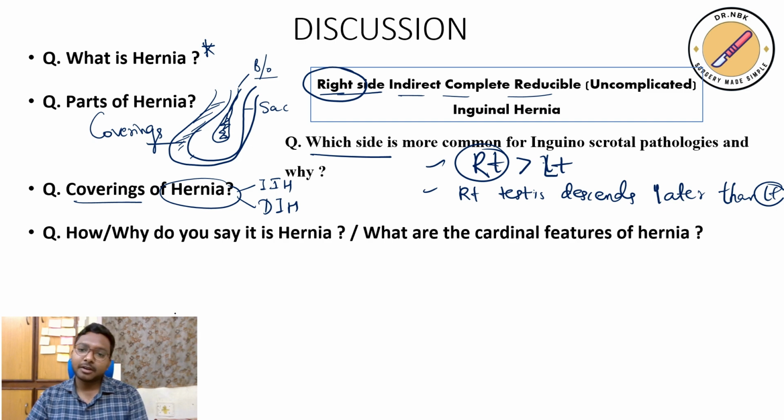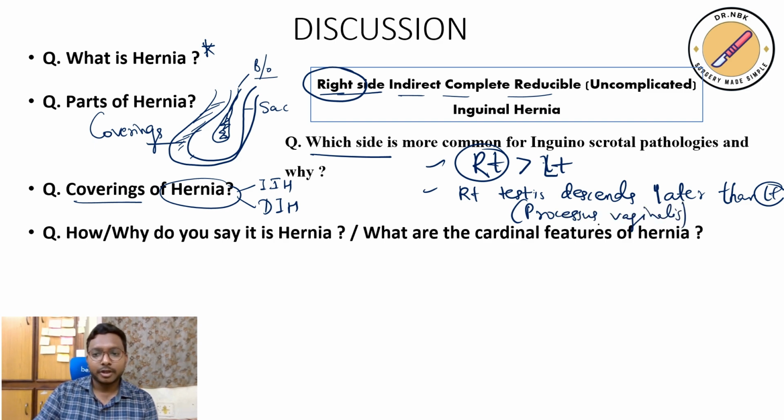And why is it significant? Because whenever the right testis is descending a little bit later, the right side processus vaginalis will be patent for more time. That is why there is more chance of getting inguinoscrotal pathology on the right side. So why is it important? It is related to your processus vaginalis. Okay, right. Next. So you have finished which side.